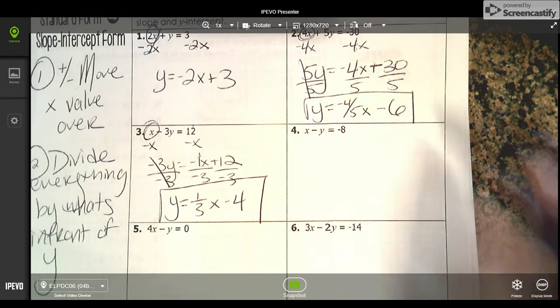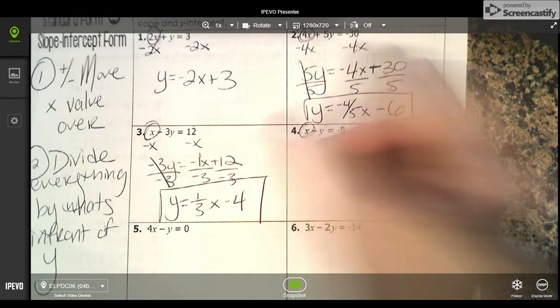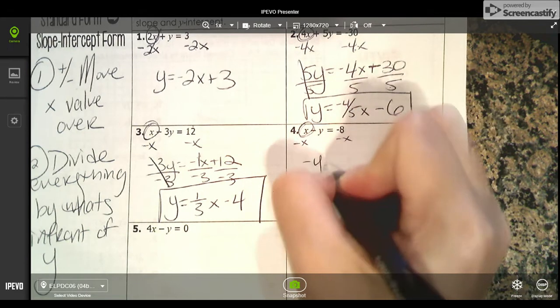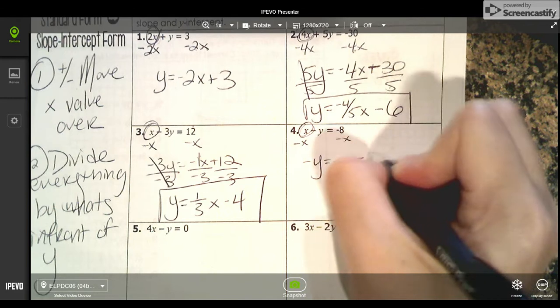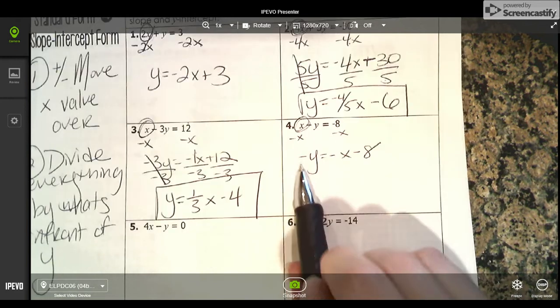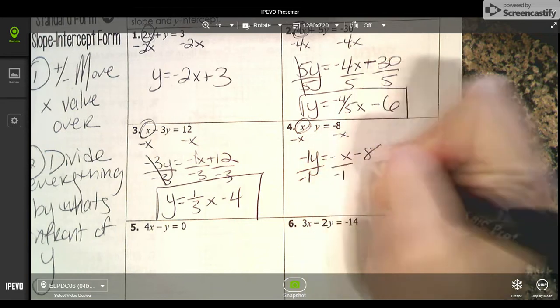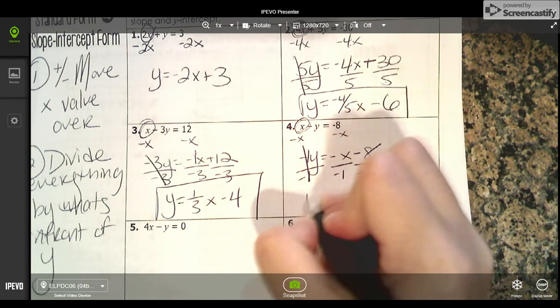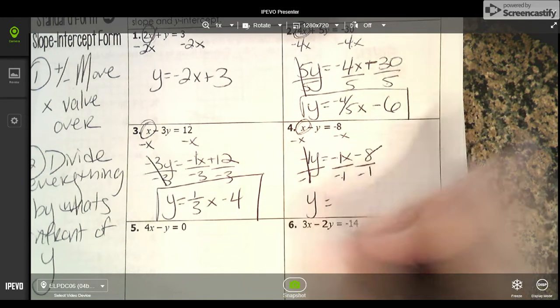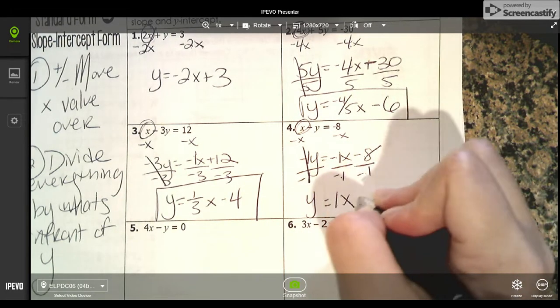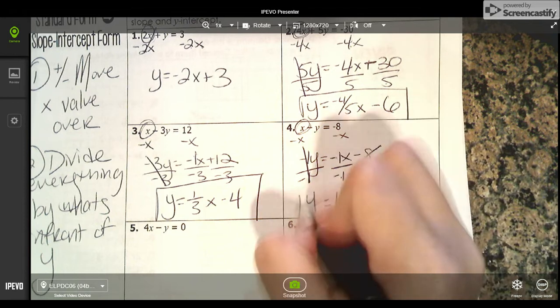And then for 4, move my x's over. So this is positive, so I'm going to subtract it. Don't put my x's with my 8. And then this is technically a -1. So I have to divide everything by -1. -1 divided by -1 is +1. -8 divided by -1 is +8.